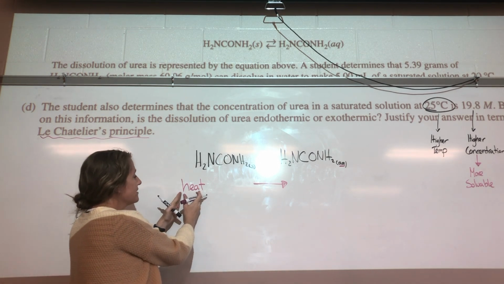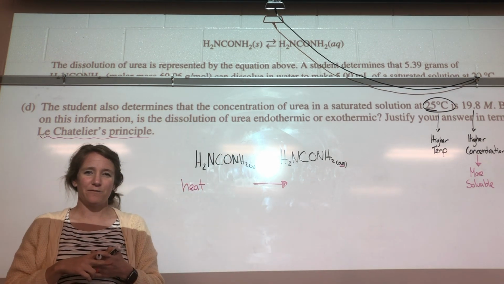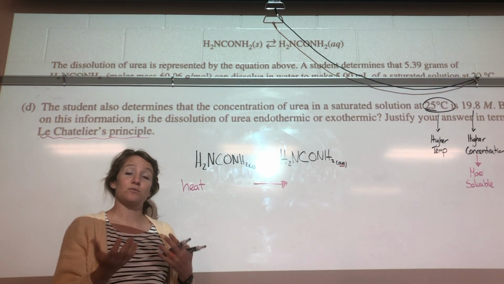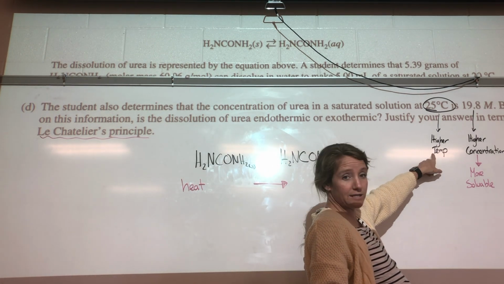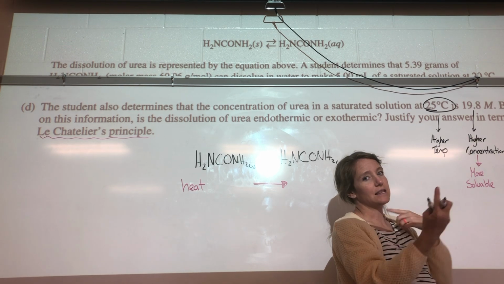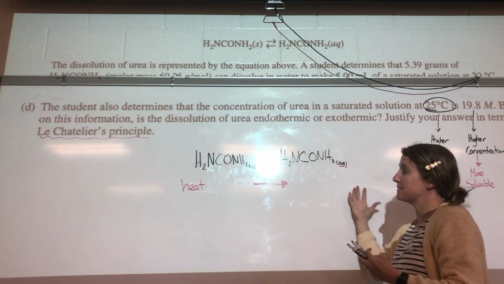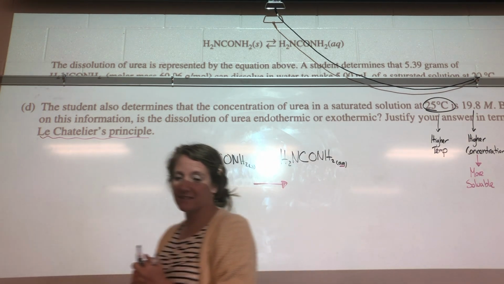Because if it's over here and you add heat, it will shift it this way, causing more of it to dissolve. If the results were opposite, so let's say the problem had said at a lower temperature we got a higher concentration, then it would have been exothermic, because that means it would have shifted the other way. So there is that one.